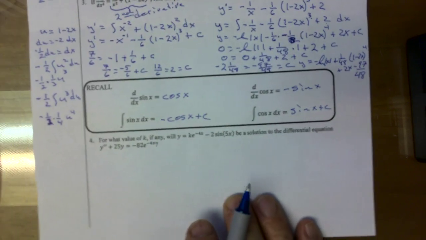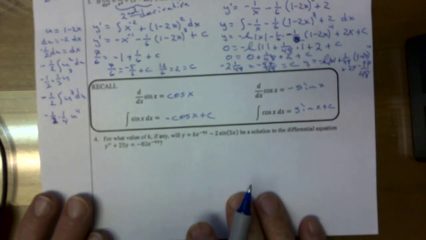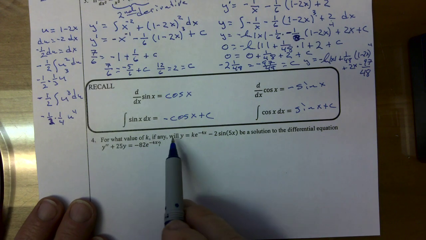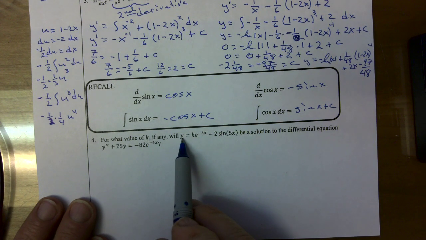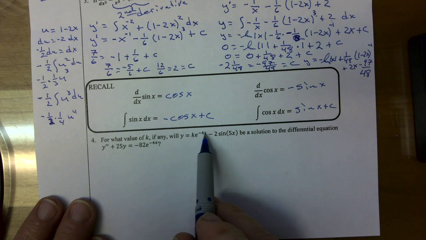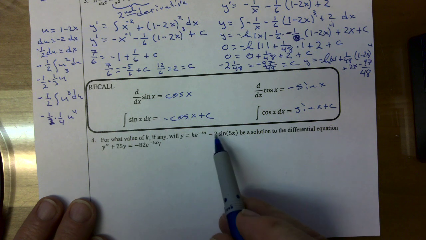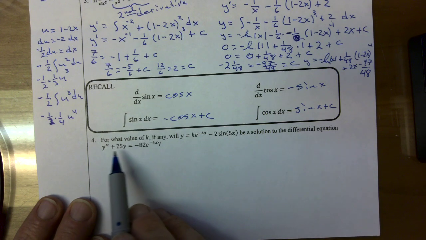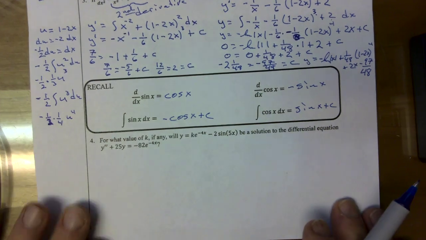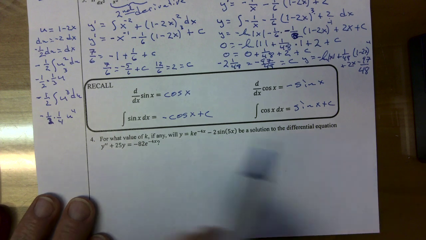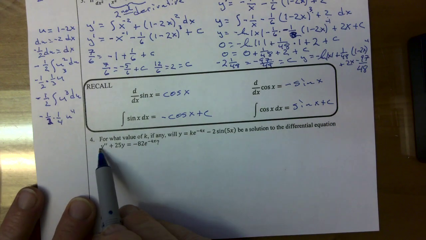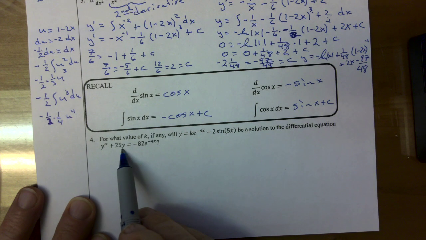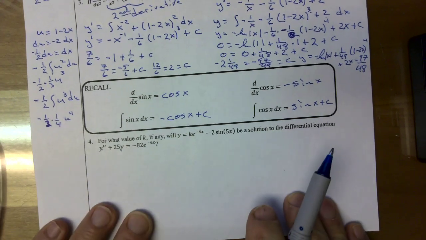All right, so this is another problem under verification. It says, for what value of k, if any, will y equals k e to the negative 4x minus 2 sine of 5x be a solution to the differential equation of this? Alrighty. I got to figure out k. So what I'm going to do is substitute the function into the second derivative and solve.